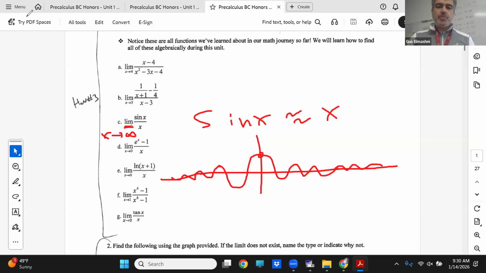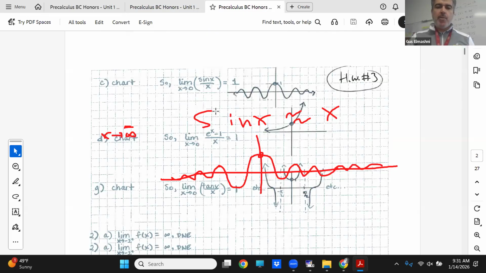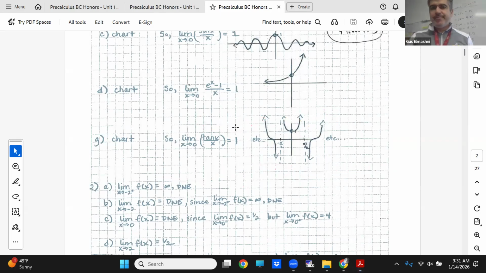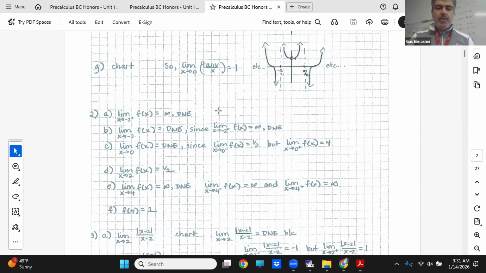Part D, kind of common we see sometimes. That's just 1. Yeah, just 1. G, that's going to be 1 as well. For number 2, A through F, those are all the answers there.